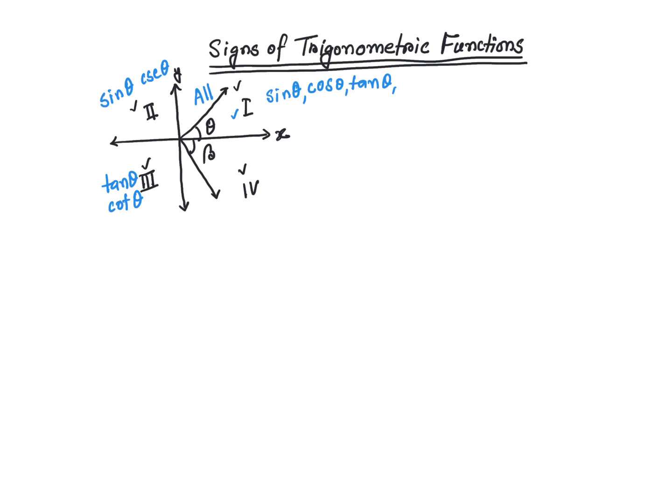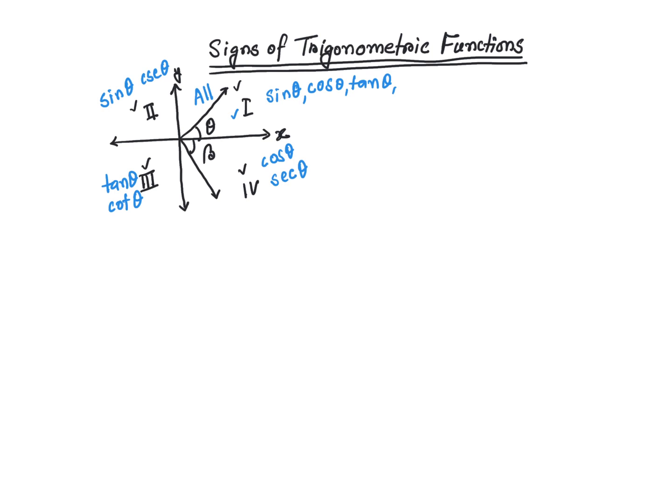And if your theta happens to fall in the fourth quadrant, it is going to be only cosine of theta and its reciprocal, which is secant theta, that are positive. And other than that, everything else, which is sine theta, cosecant theta, tangent theta, cotangent theta, are going to be negative. So this is how it works out, by the way.